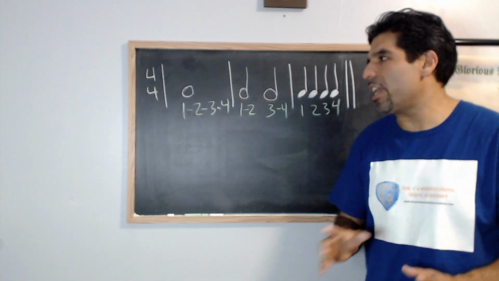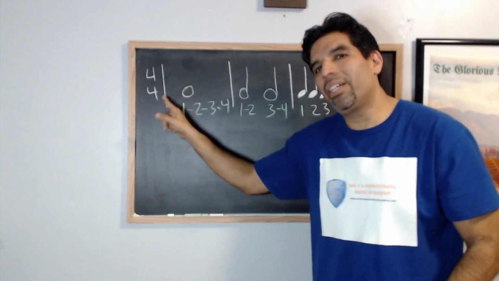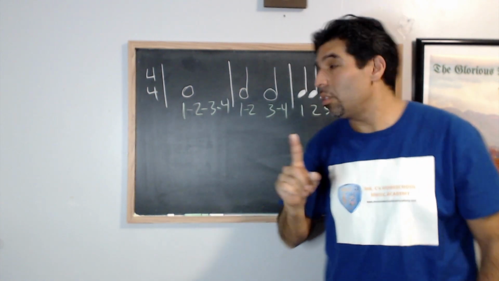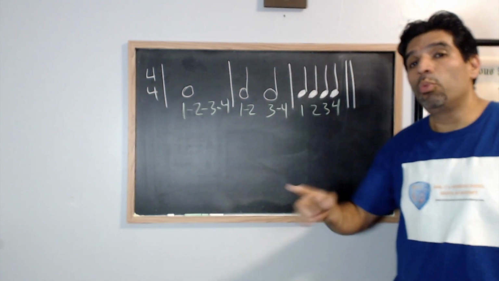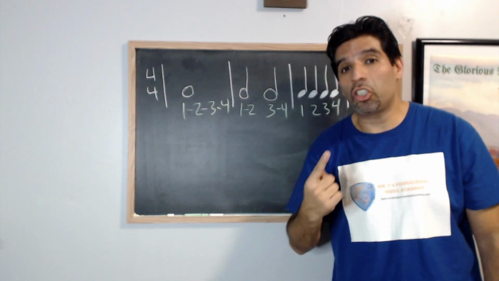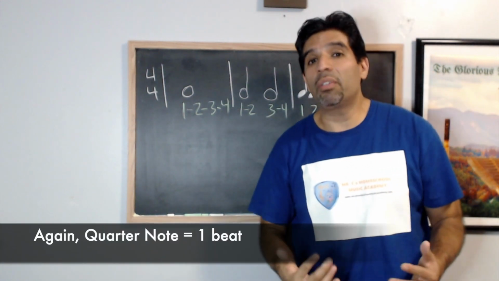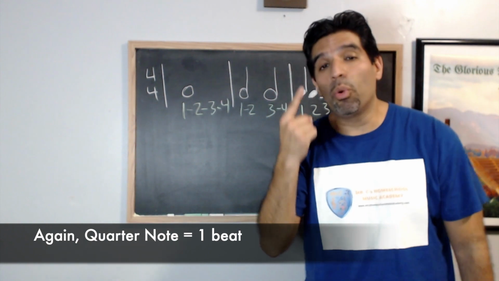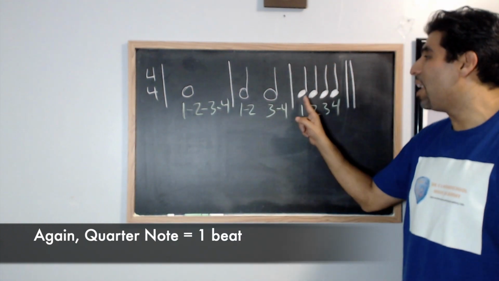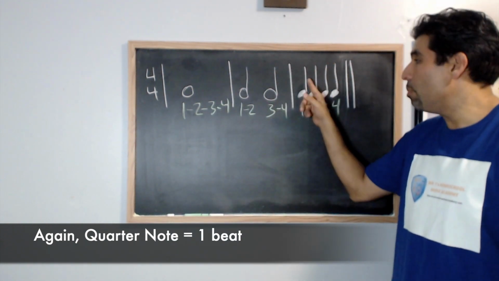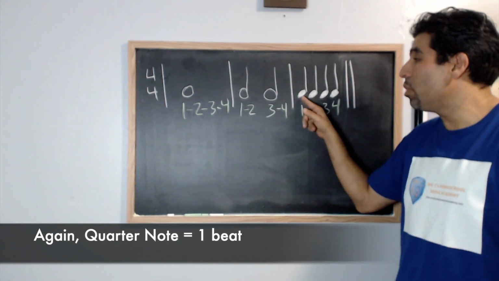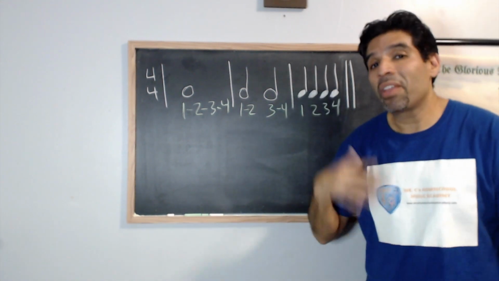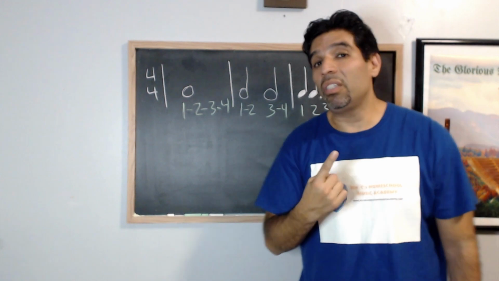So what does that say? The bottom number 4 tells us that the quarter notes themselves will receive 1 beat each. And again, that's our basic unit of count. We need to know where the 1 beat lies, and the 1 beat lies within the quarter note. Remember the quarter note? It's got the colored in note head with the stem, okay? That is our quarter note, and that receives 1 beat.